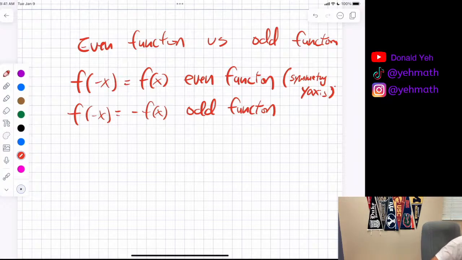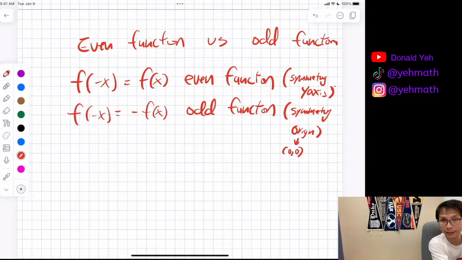Okay, and then our function is symmetry to... Do you guys know what symmetry to? No, origin. Origin is 0, 0. It's symmetry to origin. This is gonna help you with graphing.